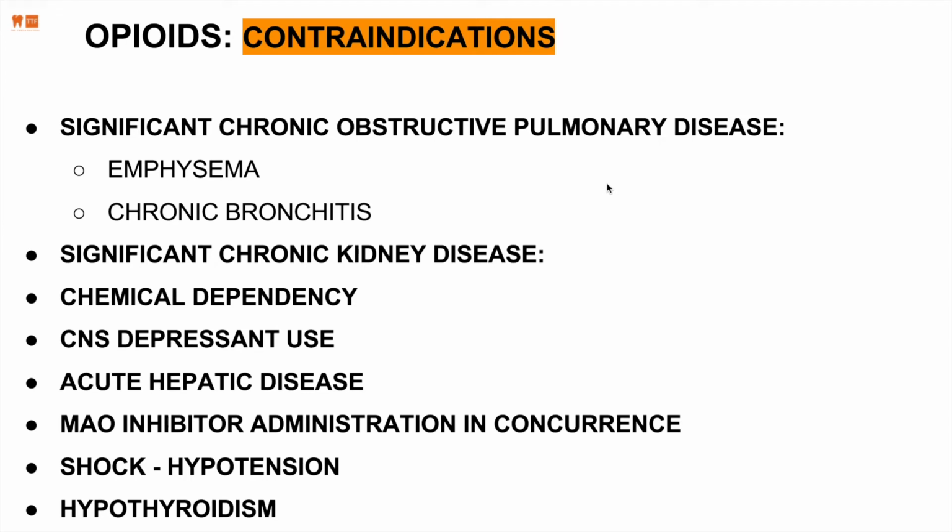Let's talk about opioid contraindications. The significant chronic obstructive pulmonary disease, in other words, COPD. This is a strict contraindication of opioids. Emphysema and chronic bronchitis are the two diseases that you cannot give opioids in because of respiratory depression. It leads to suppression of breathing, and so does the emphysema and chronic bronchitis. So we don't want to add those together.